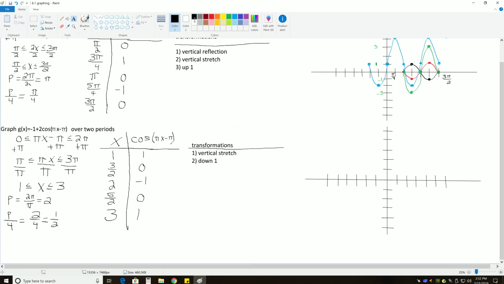So we can start graphing this. Remember, we first need to label all of these points. We need to label their tick marks on the graph, and then we can start performing our transformations. So our x values need to start at 1 and finish at 3.